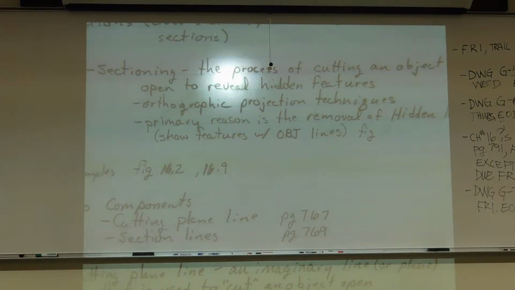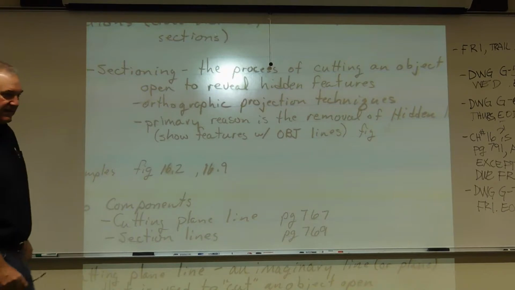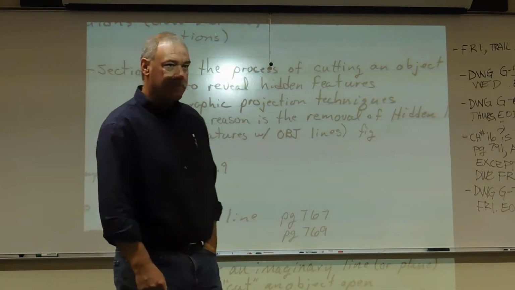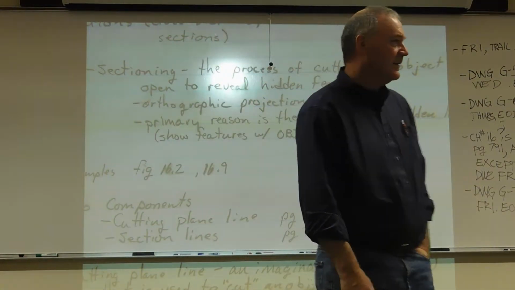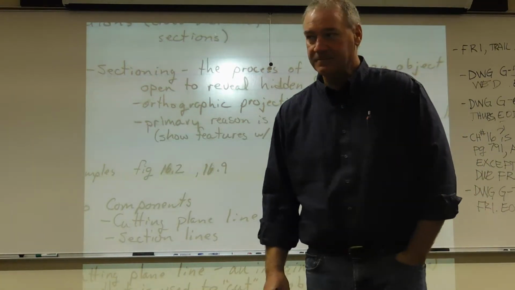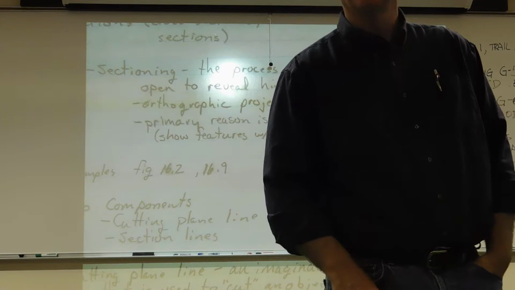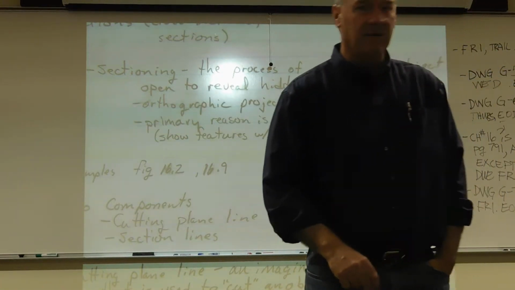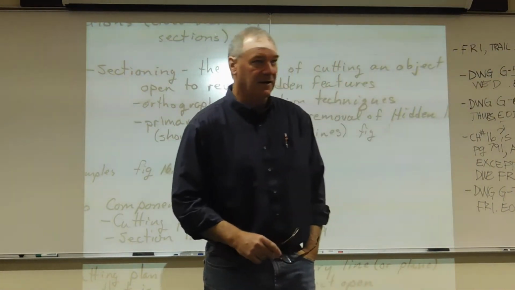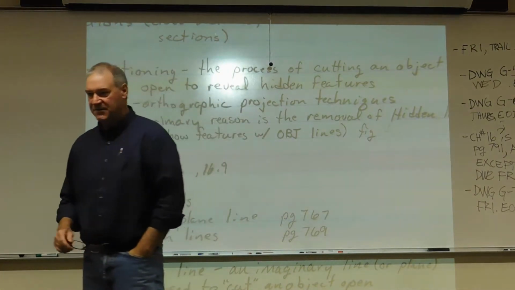Sectioning, what is it? It's the process of cutting an object open to reveal hidden features. Primarily what we are trying to do here is to get views of objects with object lines versus hidden lines, because object lines are much more descriptive.